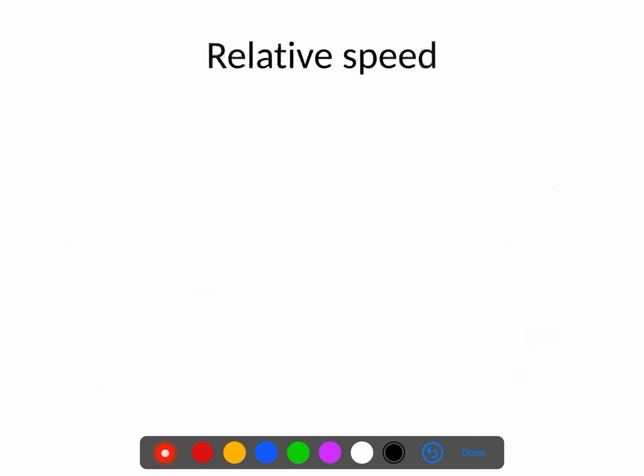Now there is another concept of relative speed. Relative speed is required, or this situation arises, when there are two moving things. Okay, two things are moving. So speed of one thing relative to the other thing, that's what it is. So let's take a case when the things are moving in the same direction.